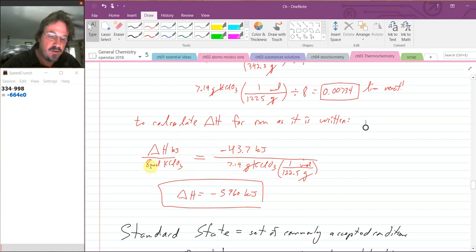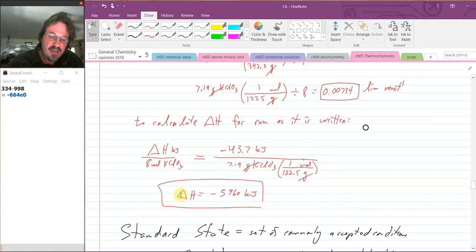Well, over here was 8 moles, so I got to get moles over here. I had 7.19 grams, and I converted it to moles here. 122.5 is the molar mass of potassium chloride. If I solve that for delta H, which means I'm going to divide this and then multiply my 8 over, I get negative 5,960 kilojoules. Let me go back and review that because that could be a little confusing.